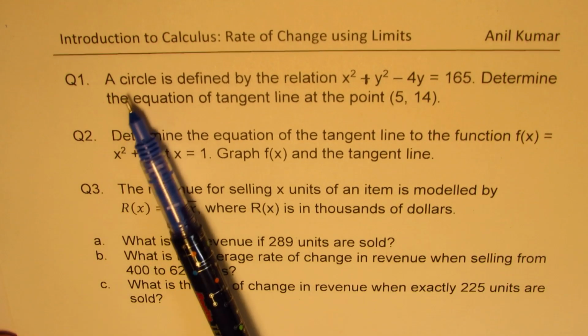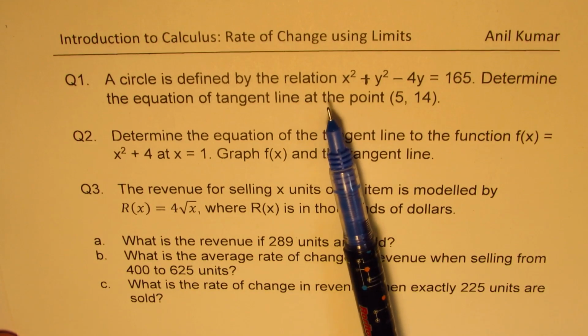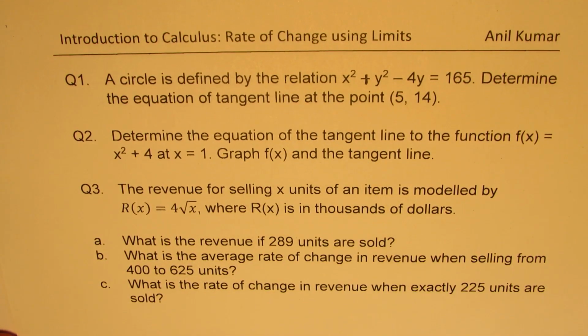Question number 1. A circle is defined by the relation x squared plus y squared minus 4y equals 165. Determine the equation of tangent line at the point (5, 14). Question number 2. Determine the equation of tangent line to the function f(x) equals x squared plus 4 at x equals 1. Graph f(x) and the tangent line.